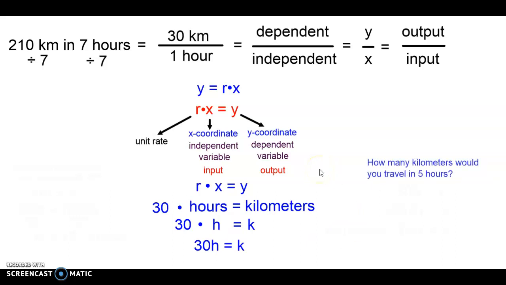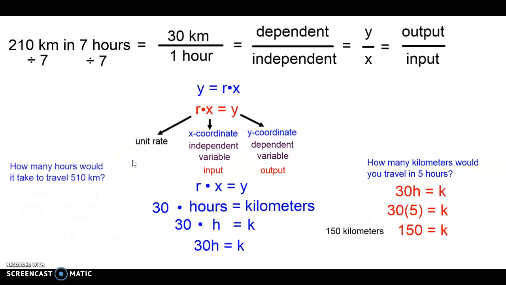Normally we'd ask you then to use your equation to solve other problems, such as this. How many kilometers would you travel in 5 hours? Start with your equation. 5 hours, you'd put a 5 in place of your h. 30 times 5 would equal k then. Do the arithmetic, you come up with 150 is equal to k.